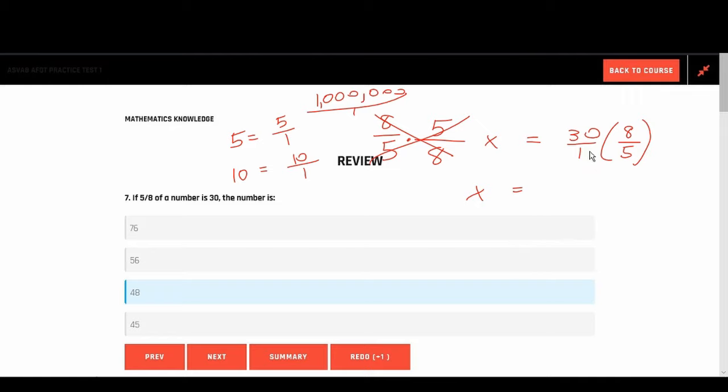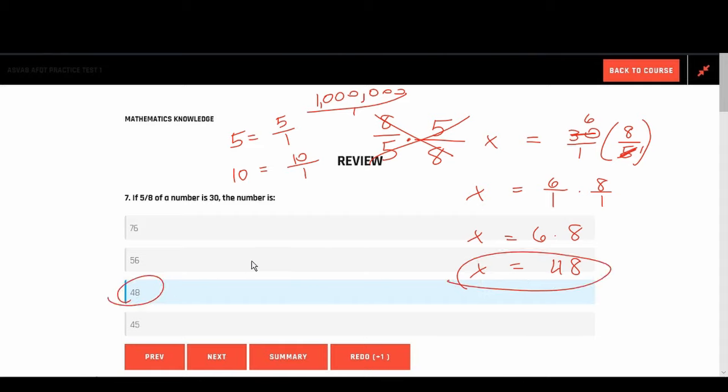Now, prior to doing this math here, I'm going to reduce a little bit. I know 5 goes into 5 one time, and 5 goes into 30 6 times. Okay? So this problem becomes 6 over 1 times 8 over 1. Now we can actually do the opposite. Since this is over 1, we could just make these whole numbers. And 6 times 8, of course, is 48, which is right there.